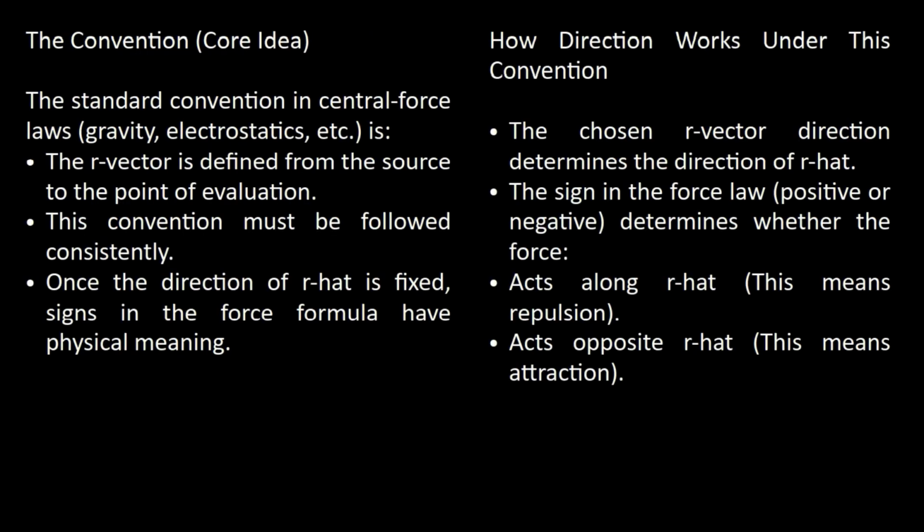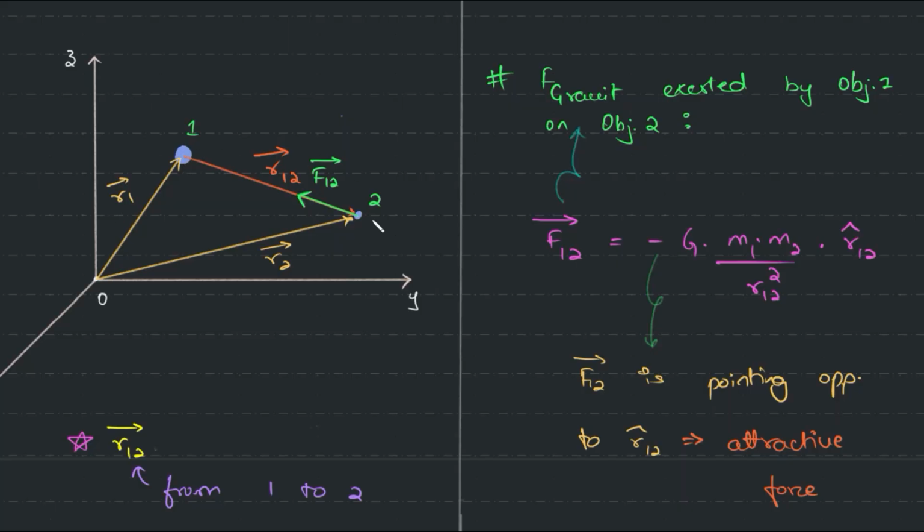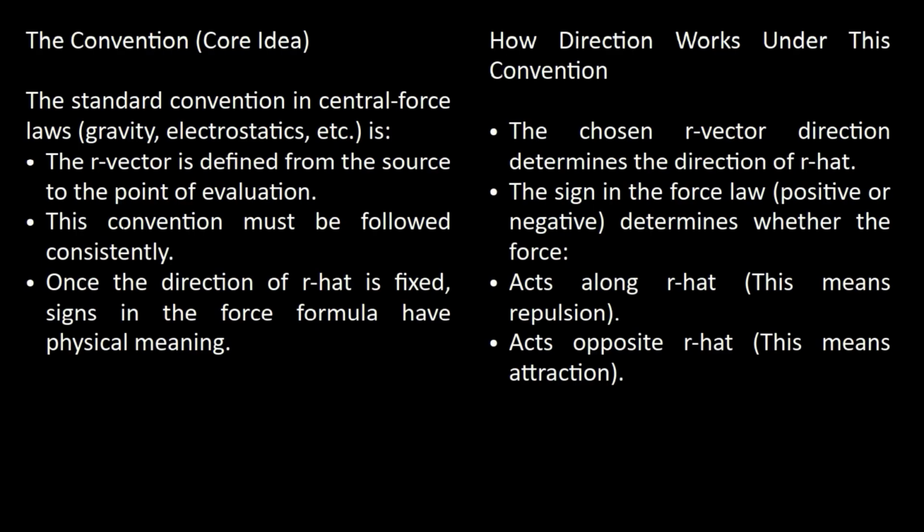The core idea is the convention in central force laws, for example gravity and electrostatics. It's not only applicable over here, even for electrostatics. The vector R is defined from the source to the point of evaluation, so basically from and to. This is the cause, and this is what is feeling it. The source of the force, in this example, is object 1, so your vector should start from 1 and end at 2. That's the convention, and it must be followed consistently.